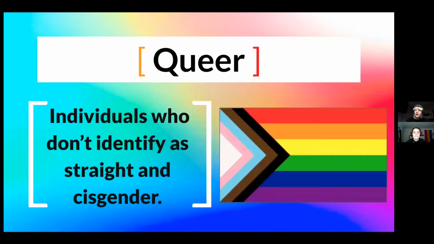So first off, queer. Queer is an umbrella term to describe individuals who don't identify as straight or cisgender. Historically, it's been a slur used to refer to someone who isn't straight or cisgender, and it's not embraced or reclaimed by all LGBTQIA plus people, but we are okay with the term, and so we are using it in this series.